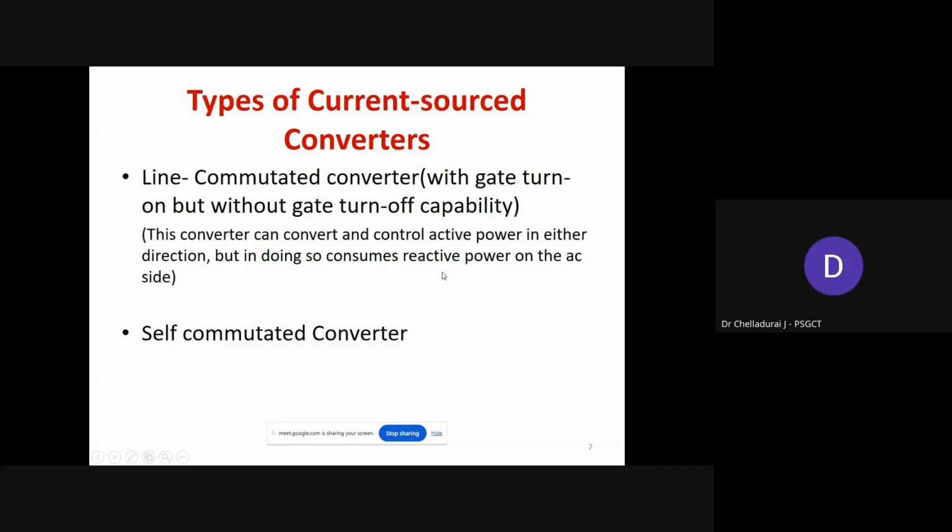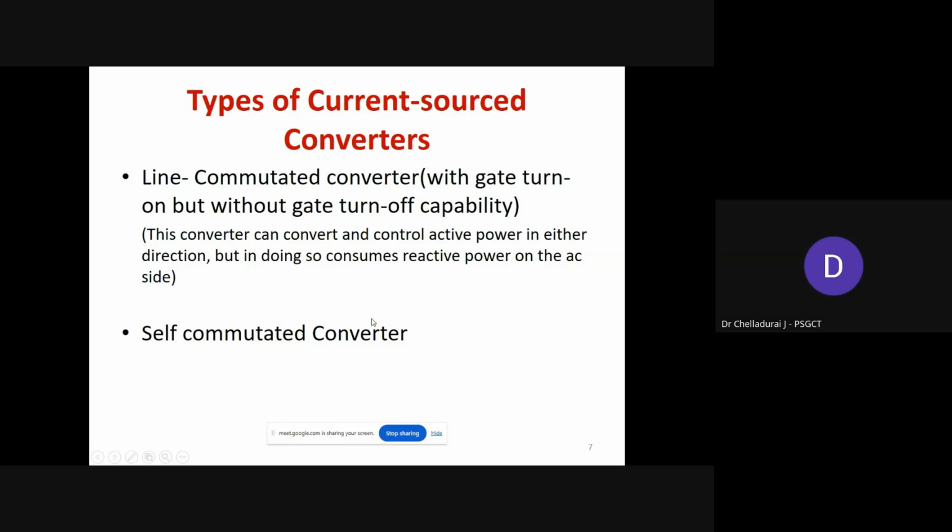The main drawback of this line commutated converter is that it will absorb a huge amount of reactive power from the grid. Because of this reason, in most practical solar based or wind based renewable energy conversion systems, these line commutated converter topologies are mostly not preferable.